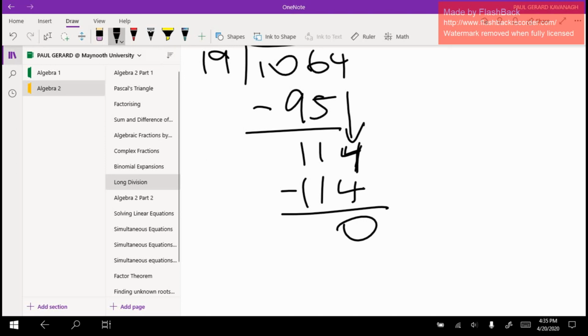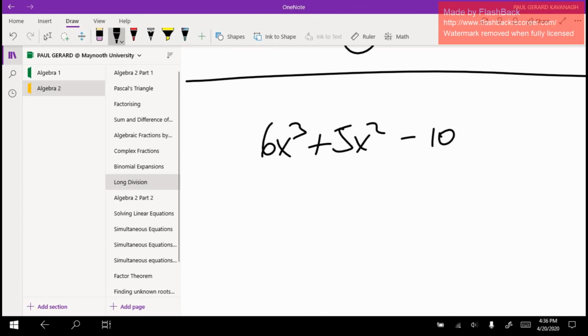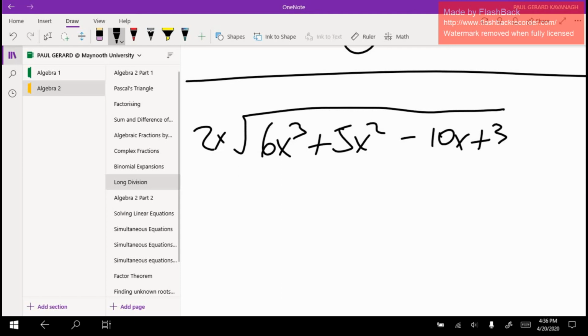Everything is mathematical. Algebra. So take this example: 6x cubed plus 5x squared minus 10x plus 3, divided by 2x minus 1. What you do here in this case is look at the 2x and see how many times it goes into the 6x cubed. You can divide the 6x cubed by the 2x to get 3x squared.